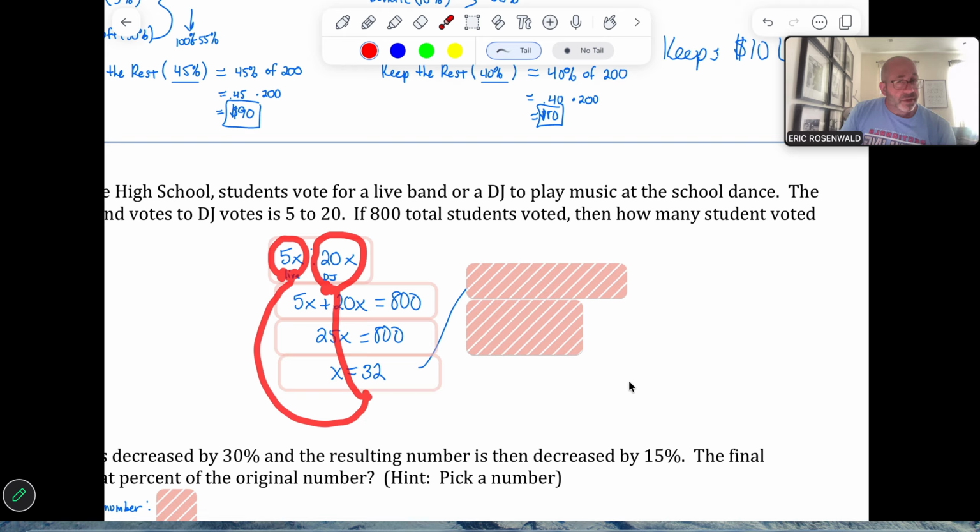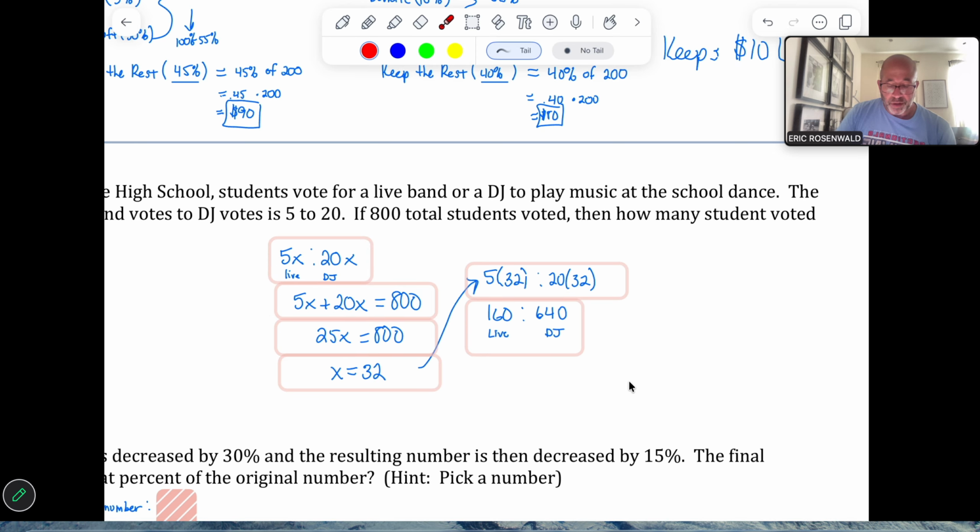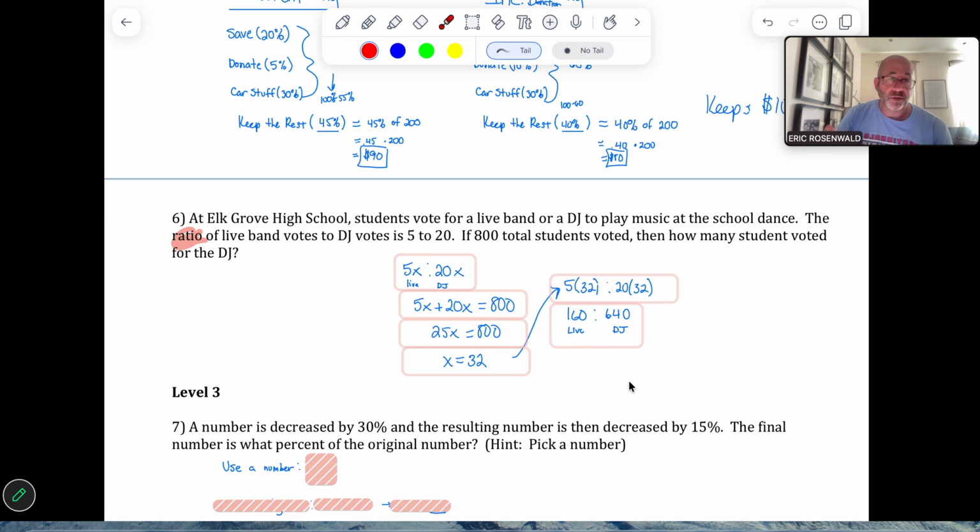So 5 times 32 and 20 times 32 means that we're going to end up with 160 voted for live and 640 voted for DJ. And if you took these two numbers and combined them together, you would see that these add up to 800. And if you reduce these fractions, you could see that they would reduce down to 5 to 20. So it's 160 chose live, 640 chose DJ. So how many voted for the DJ? 640 did.